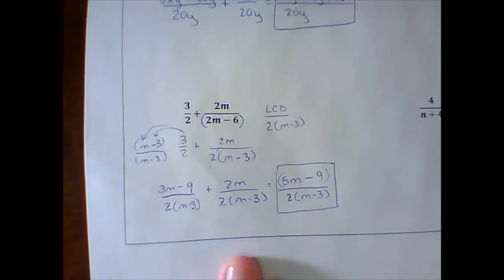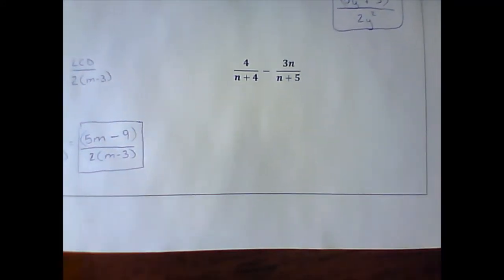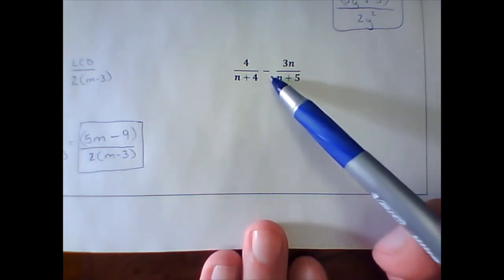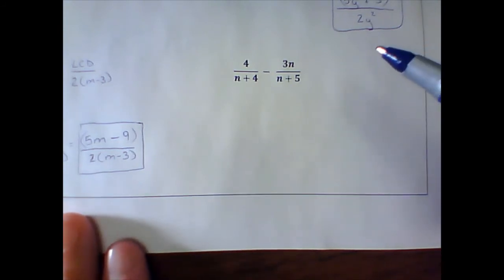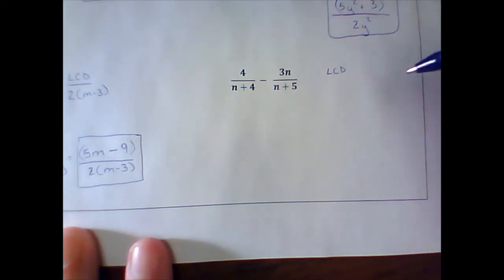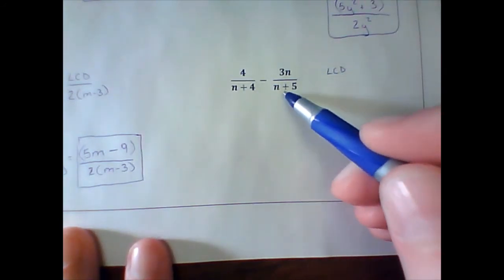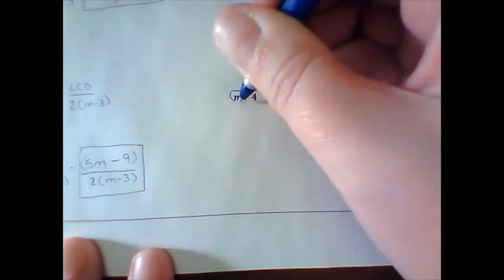So let's take a look and see what happens when you've got different groups in both fractions. And it's subtracting. Just for fun, because why not? Okay, first of all, we're going to go looking for the least common denominator. Let's make sure we know where the groups are. There's an n plus 5 group, there's an n plus 4 group.